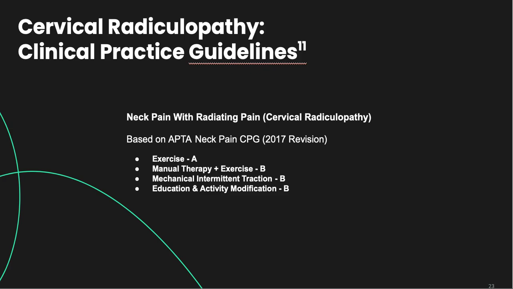The hierarchy is clear. Exercise is foundational. Manual therapy enhances outcomes, grade B. Traction may be added selectively in cervical radiculopathy, grade B. These guidelines do not support passive-only care. They support active rehabilitation with adjunctive manual strategies. Evidence synthesis reinforces structured reasoning. Multimodal, exercise-centered management produces the most consistent outcomes.